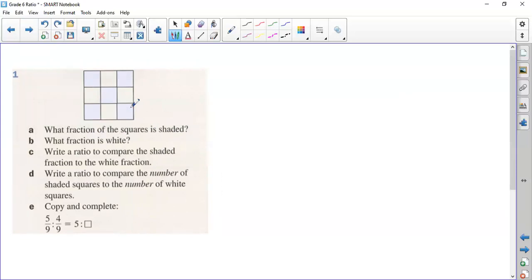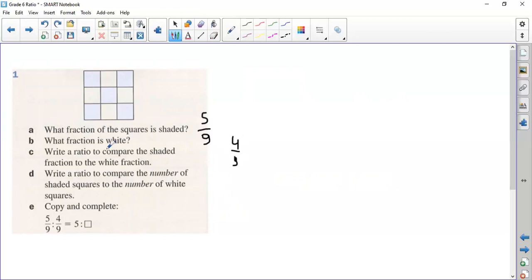So if we write the fraction, in total we have 9. Okay, 9 small squares, and the shaded ones are 1, 2, 3, 4, 5. Okay, so as a fraction it will be 5 over 9. What fraction is white? Well, white will be 4 over 9, the remaining part.